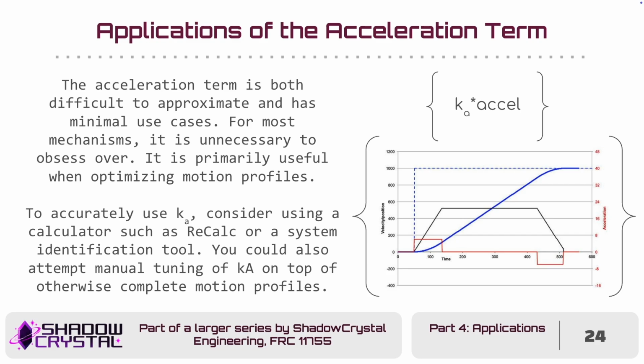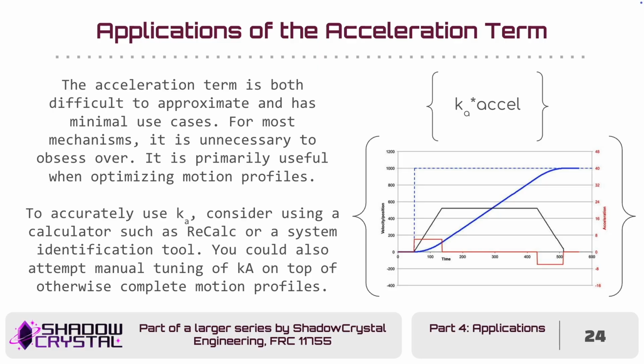My understanding is that CTRE Motion Magic does require you to input a Ka value, but it is difficult to get one that's very precise. To accurately use it, you can try using a calculator like ReCalc, which will take the parameters of your system and output estimates. You can also try, as a certain member in the chat, I want to say it was Ethan, touched on, to use a system identification tool like SysID or AdvantageScope to try to estimate your Ka value. You can also attempt manual tuning on top of otherwise complete motion profiles to just see what works best.